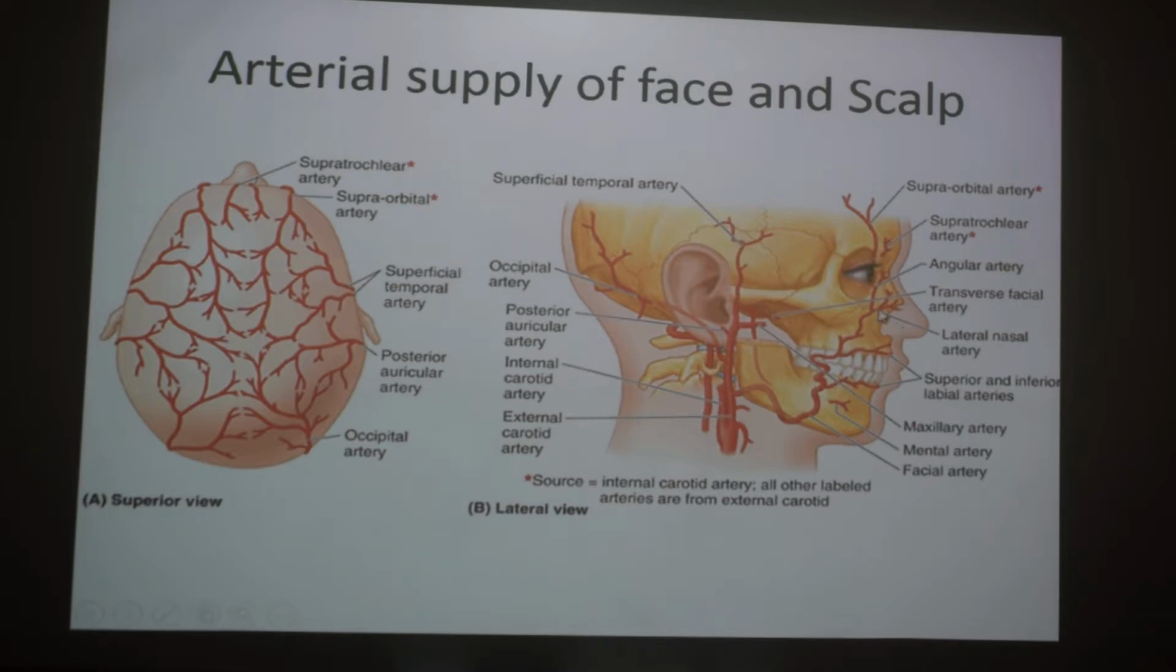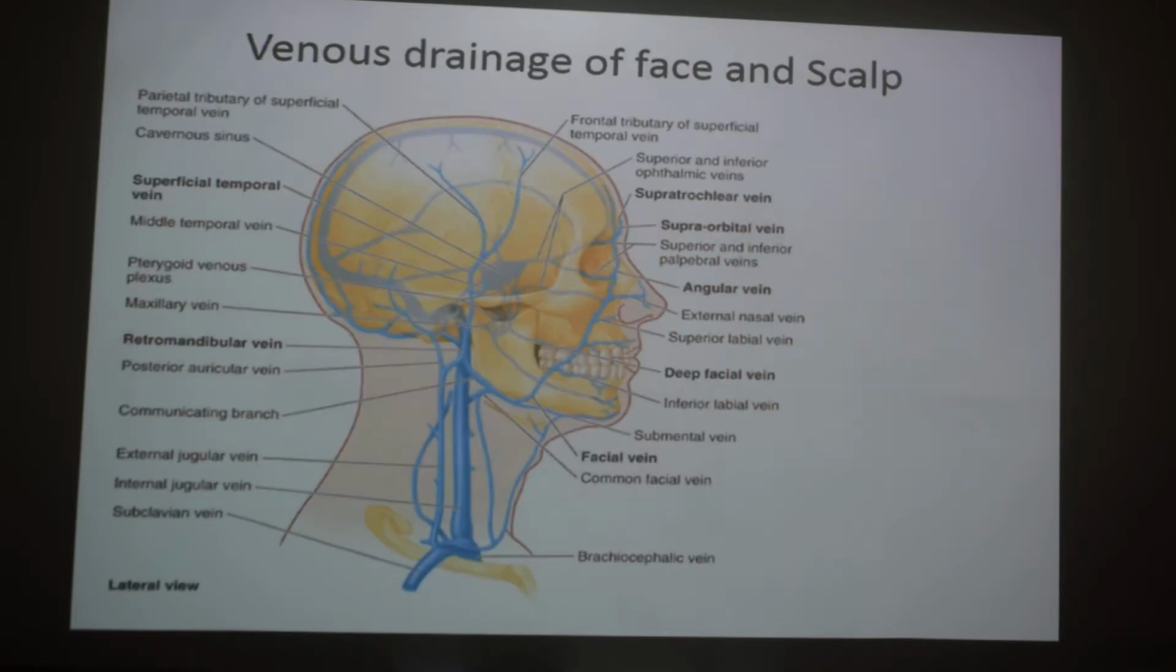Yeah, so this is the anastomosis which is happening. This is the angular artery. This is the lateral nasal branch of the facial. They are anastomosing on the lateral side of the nose. So this is the anastomosis between the ophthalmic and the facial branches of the facial artery.